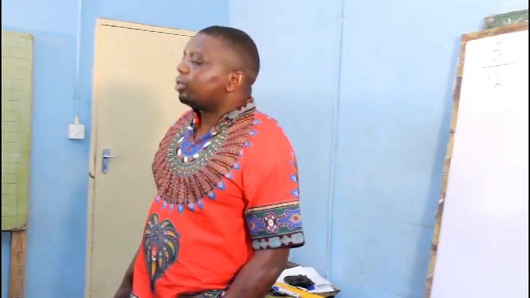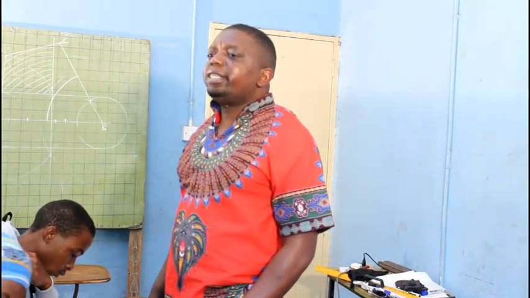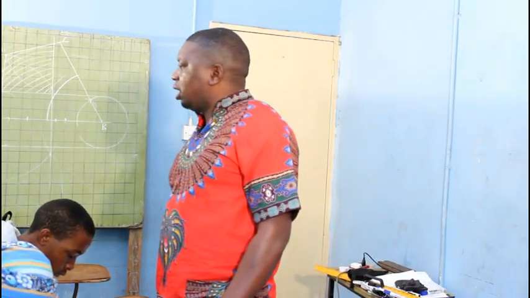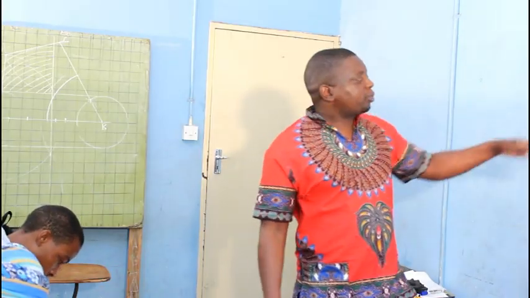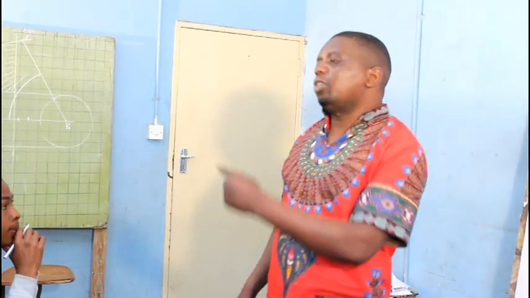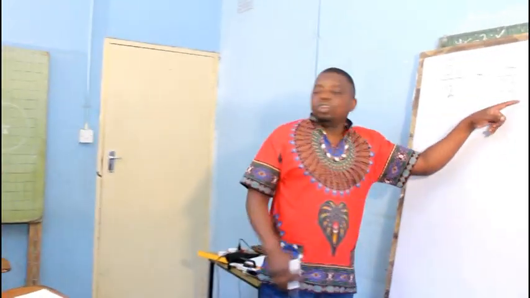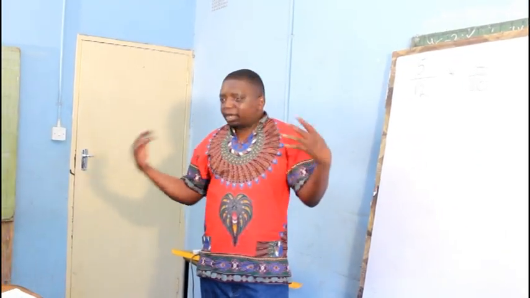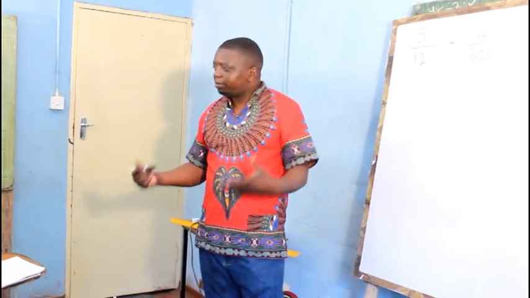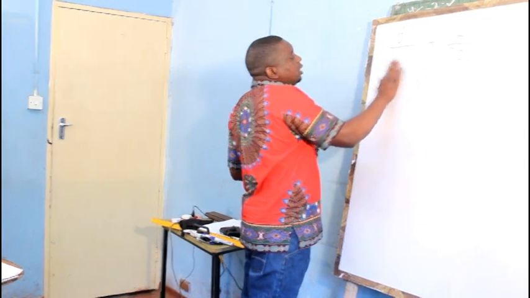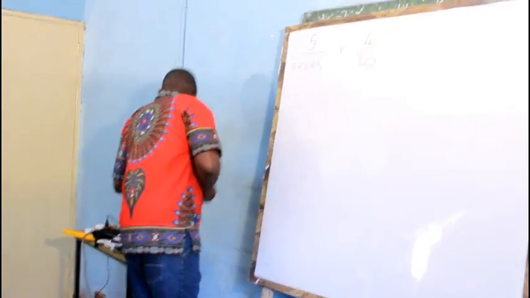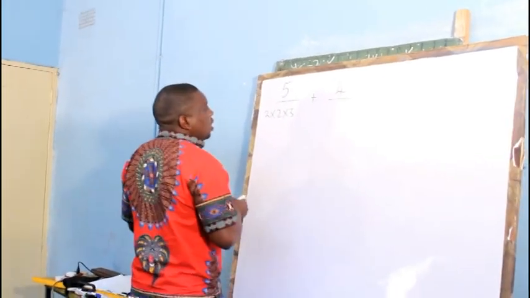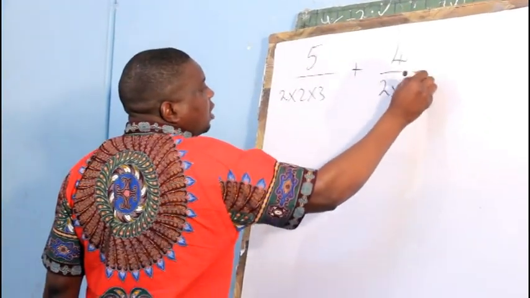denominators. You have to find the lowest common denominator. When we say lowest common denominator, we are talking of the lowest common multiple of the denominators. To find it, prime factorize the denominators, express the denominators as products of their prime factors. 12 is given as 2 times 2 times 3. And 30 is given as 2 times 3 times 5.